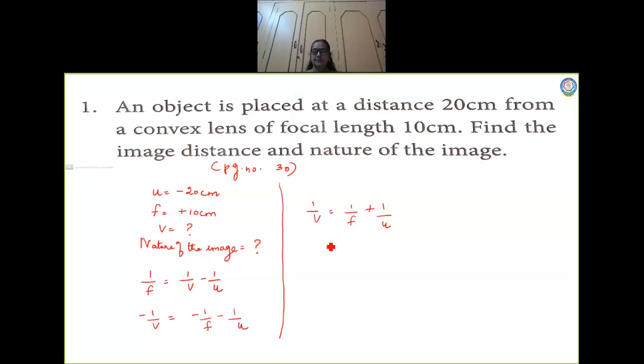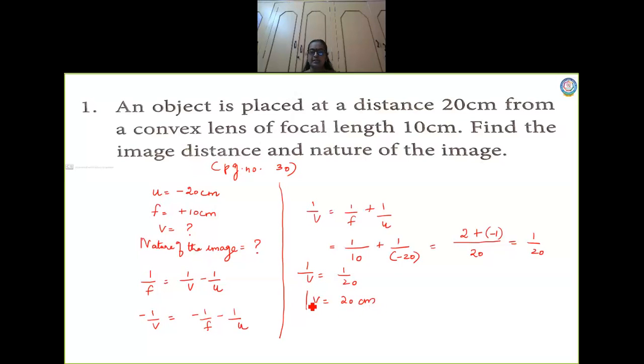Now I substitute the value of f. What is f? f is 10 centimeter, plus 1 by u. What is u? u is minus 20. Now take the LCM. What will be the LCM? It is 20, right? So here I have 2, and minus 1, because the minus sign is there down. So it is minus 1. So 2 minus 1 is 1 by 20. Now 1 by v is equal to 1 by 20. So v will be 20 centimeter.